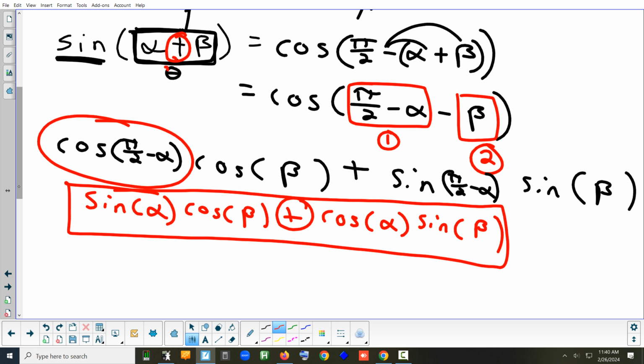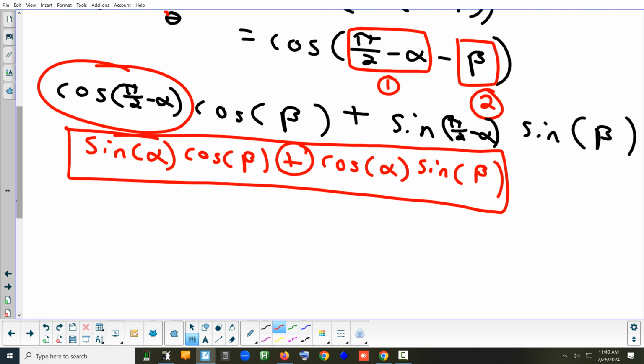So sine of the first, cosine of the second, plus cosine of the first, sine of the second. So that's where it gets a little hard, because they're all kind of similar. If you forget one of them, you can always figure it out again from scratch. And that's kind of annoying to have to do, but you can. Okay, that's the cosine of a sum.